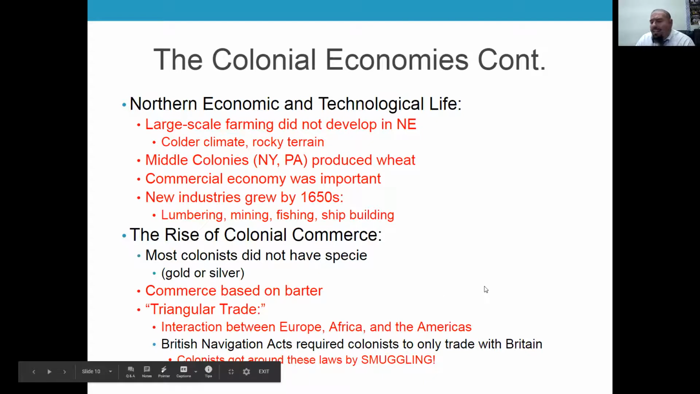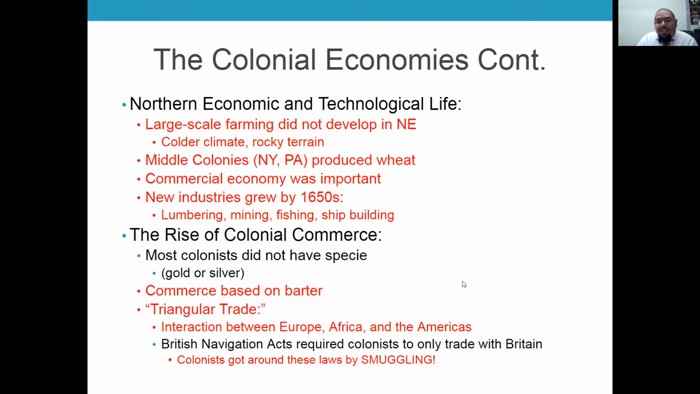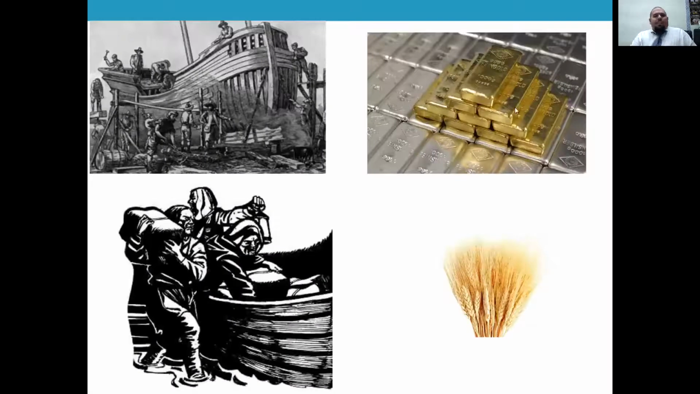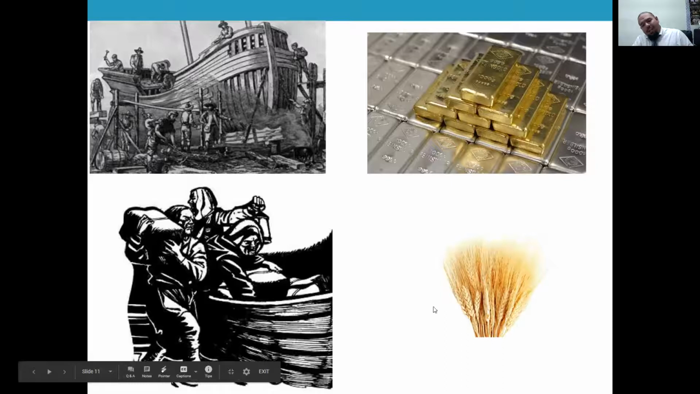And again, like last time, British passed navigation acts that required colonists to only trade with Britain. Colonists, however, are going to get around these. I almost wanted to say it in the last one, but those navigation acts are going to lead to people being like, well, if the Spanish offer me this much and you're making me pay you this much and only trade with you, I'm going to go this route, and that's going to lead to smuggling. So here's specie, gold, silver, shipbuilding, smuggling, and wheat.